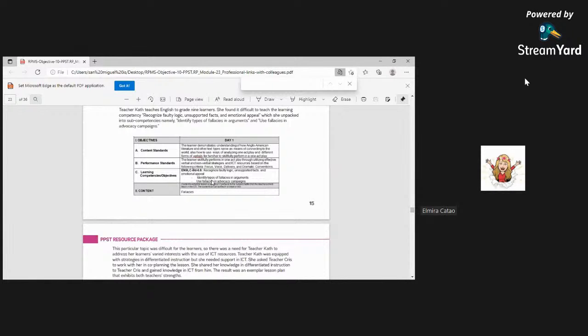Now, how to do it? How to make sharing knowledge by co-planning become more effective? So, there are 6 suggested steps.